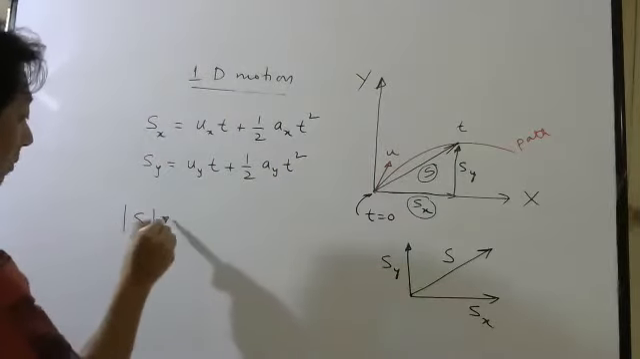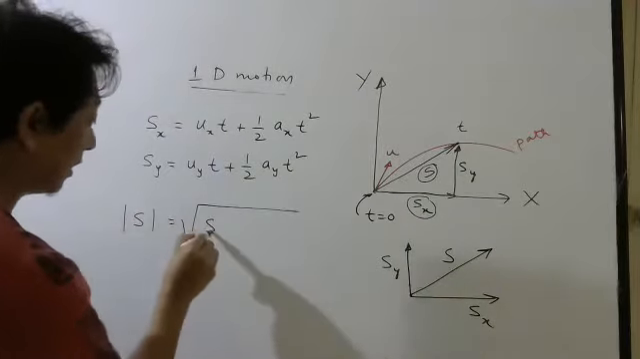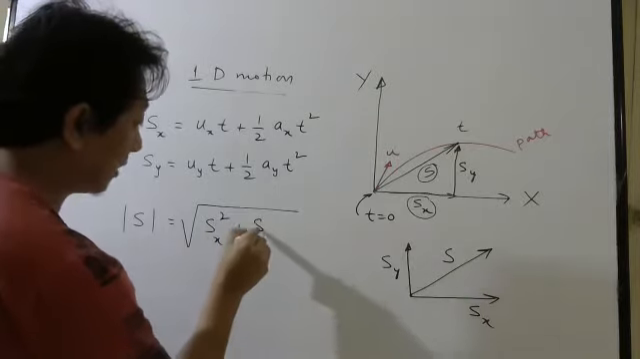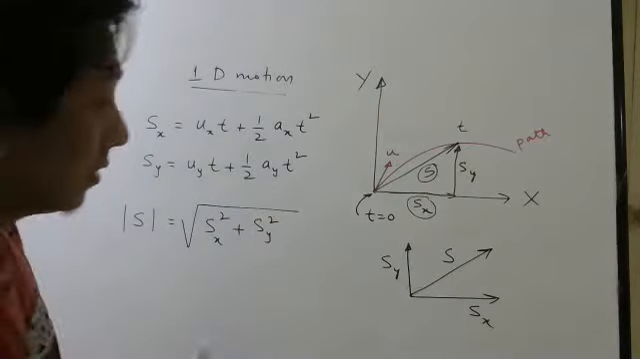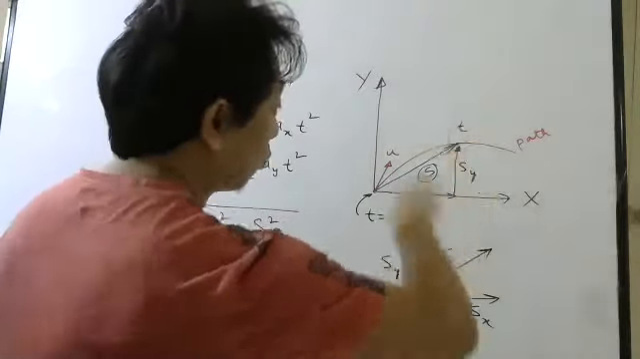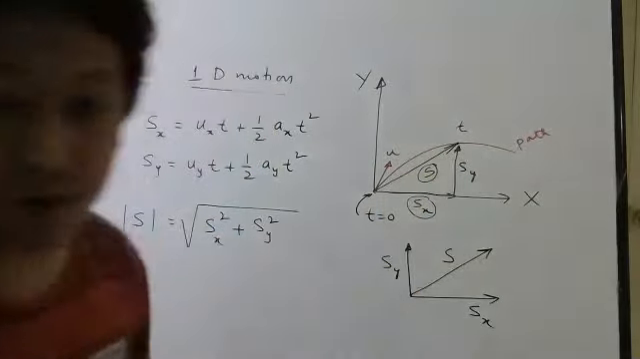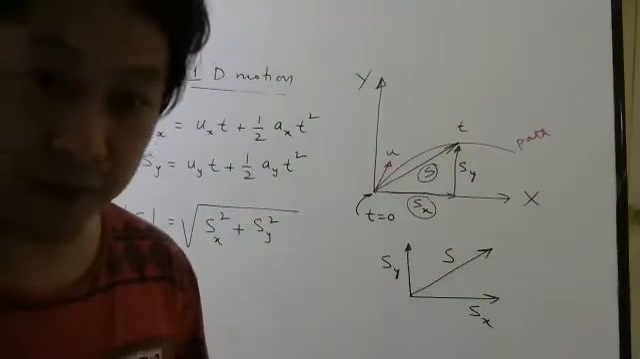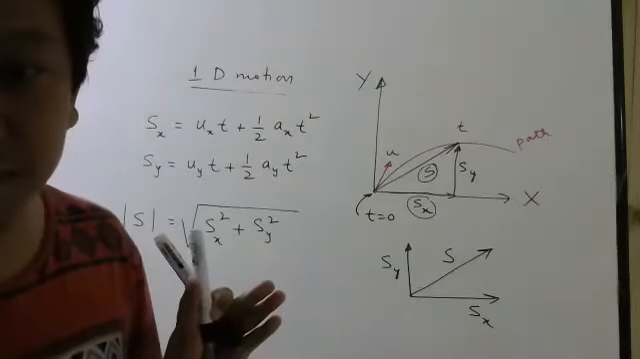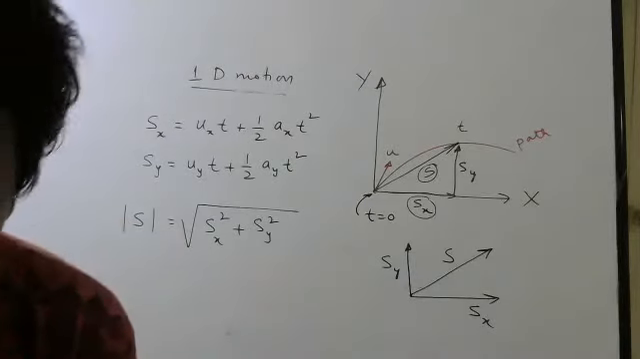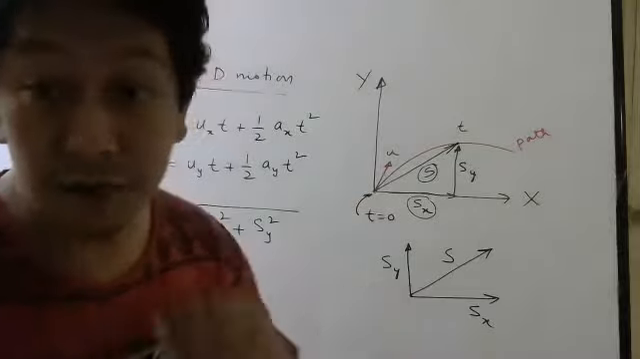Displacement magnitude will be what? Root over Sx square plus Sy square. Correct? This square plus this square, square root will give you this. According to Pythagoras theorem, you can apply. Everybody understood? Okay. Similarly, sometimes you may want the final velocity.